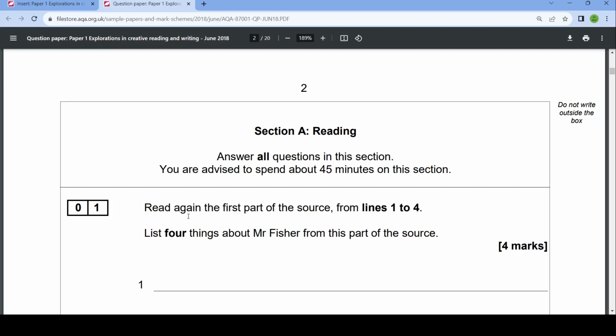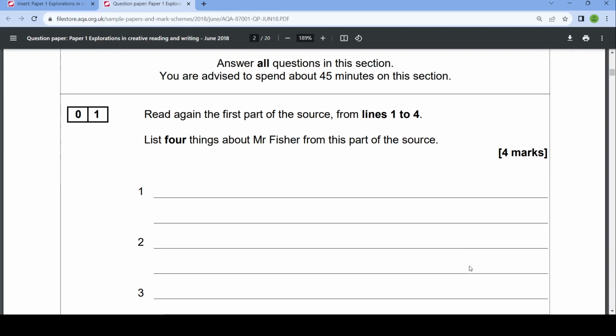So question 1, it says, read again the first part of the source from lines 1 to 4. So this is really important, and they've highlighted it for you, so there's no excuse, okay? And it says, list 4 things about Mr. Fisher from this part of the source, and that's 4 marks.